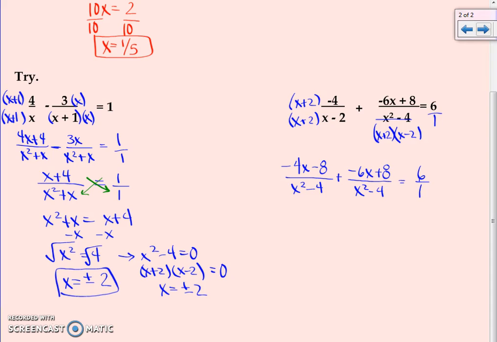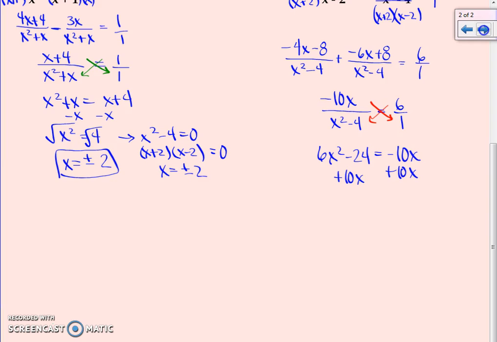Now what is our numerator going to be on the left? No. Negative 10x, and then the 8's canceled out, right? We have negative 8 plus 8. Okay, so then we've got x squared minus 4, 6 over 1. Fraction equals fraction means we can cross multiply. So we've got 6x squared minus 24 equals negative 10x. We'll move this guy over.